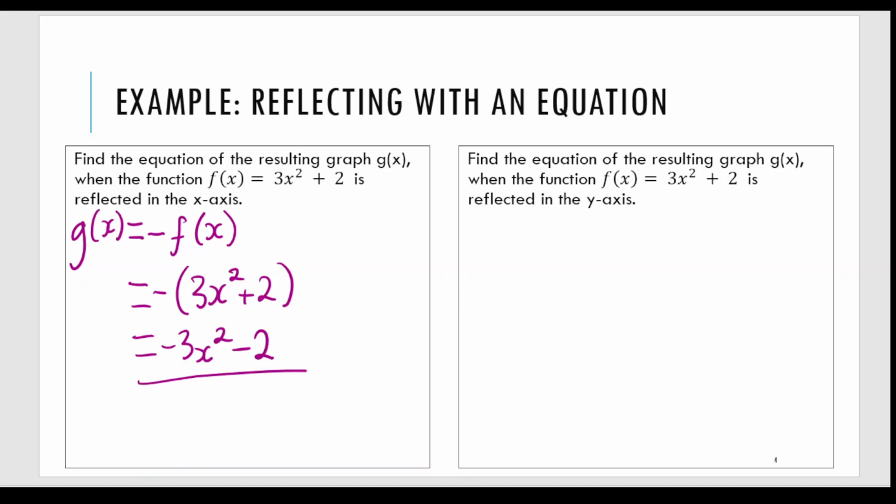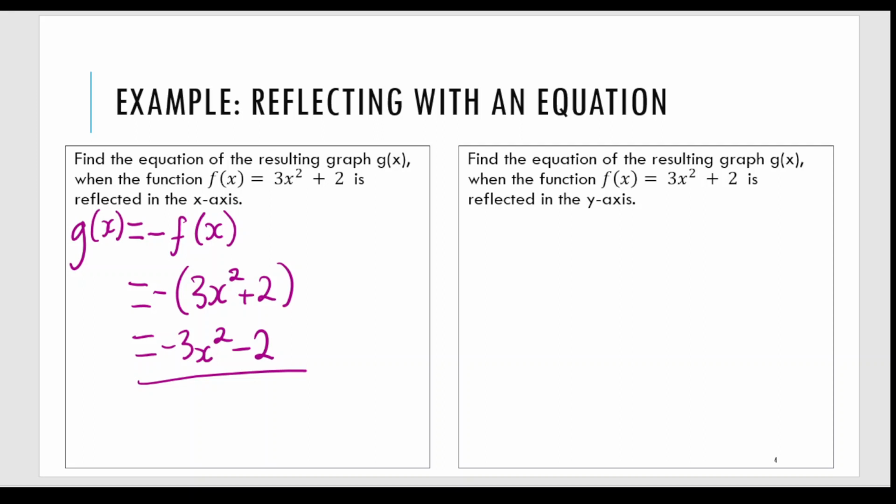Fairly simple. So that is reflected in the x-axis, which means that whatever is going on in the upper half of the graph above the x-axis, we are just flipping that around about the x-axis.